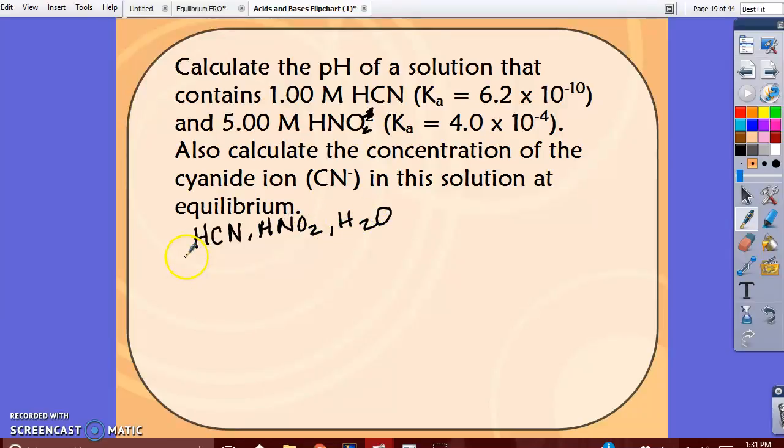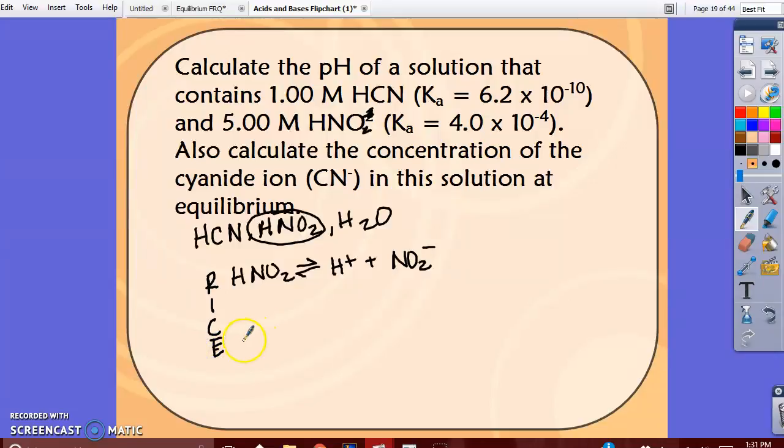So if you look at their Kas, HCN is 6.2 times 10 to the negative 10th, HNO2 is 4 times 10 to the negative 4th, and water is 1 times 10 to the negative 14th. Because HNO2 has the larger Ka, it's going to be the primary contributor to the pH. So we're going to set up our RICE box for only that one, and if we calculate the pH based on that, we'll know the overall pH. Even though HCN and H2O will contribute a little bit to the pH, it's not going to be significant number-wise, especially since we're sticking to 3 sig figs.